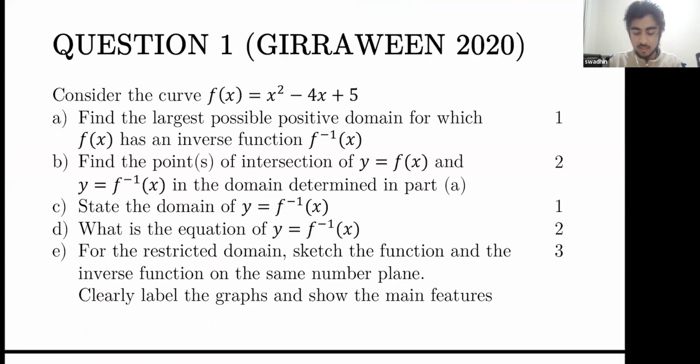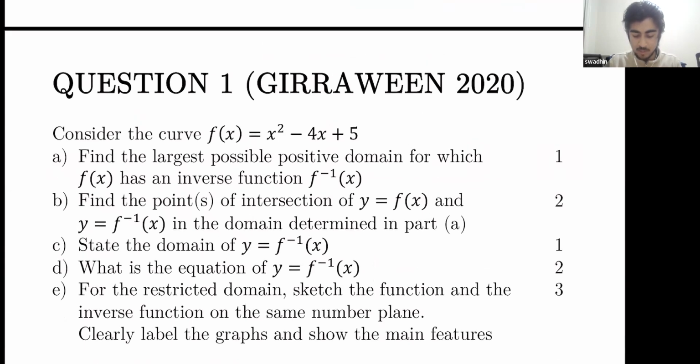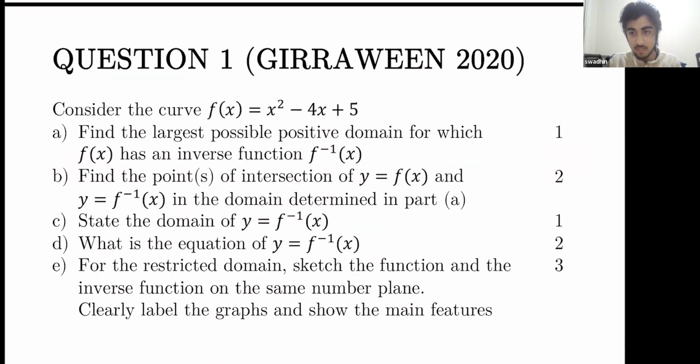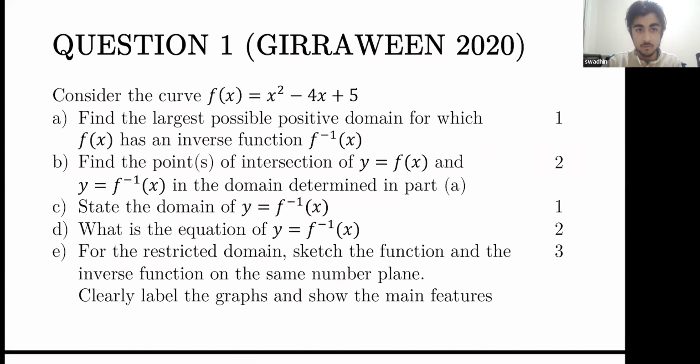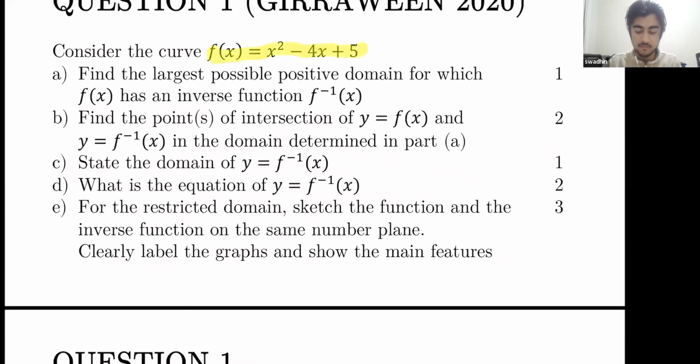All right, and now let's try a question here. This question's from the Gira 2020 paper, and it's one of those very generic questions. You'll definitely be asked this if there's ever an inverse function question. So part A asks us to consider the curve x squared minus 4x plus 5, and we want to find the largest possible positive domain, meaning it contains only positive x values, for which f(x) has an inverse function f inverse x.